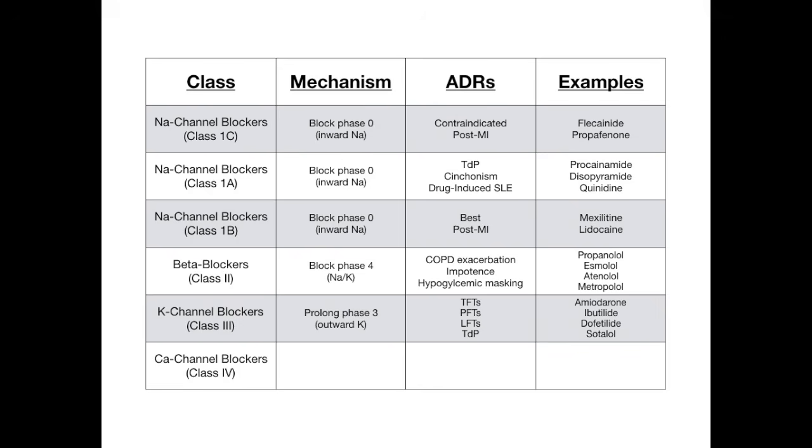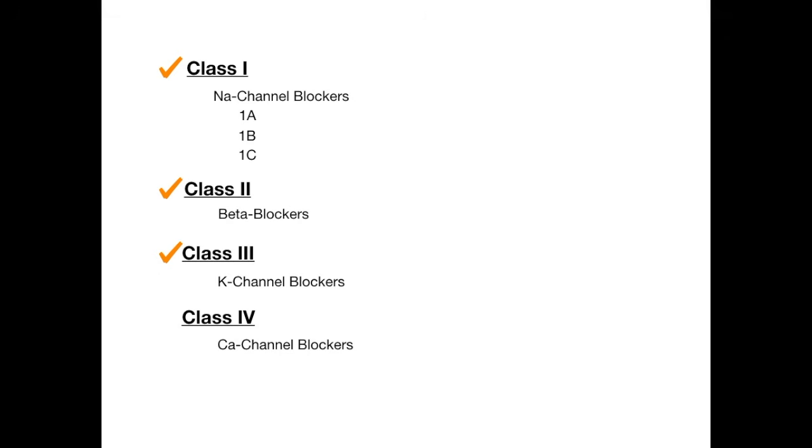If we complete our chart here, let's keep it going. The mechanism is that it prolongs phase 3, which is your outward potassium current, because obviously it's blocking potassium, so it's blocking that part of the cardiac action potential. Your ADRs all have 3 letters, and your examples are AIDS. Remember that most of your questions will come from amiodarone because it's a pretty unique pharmacologic agent, but know all of them for completeness' sake. So that's class 3, our potassium channel blockers.